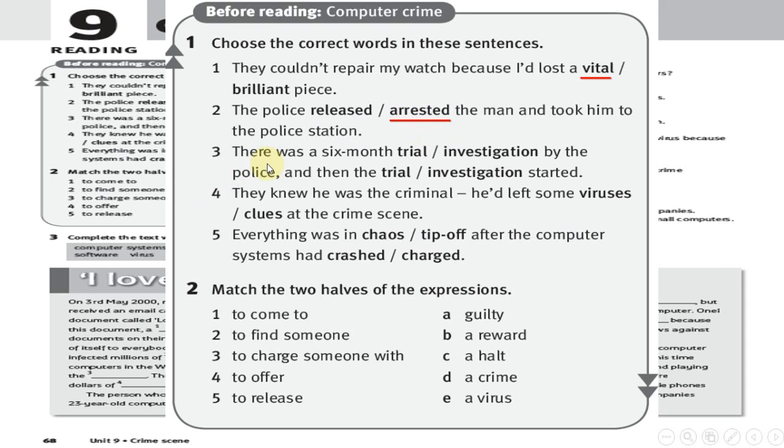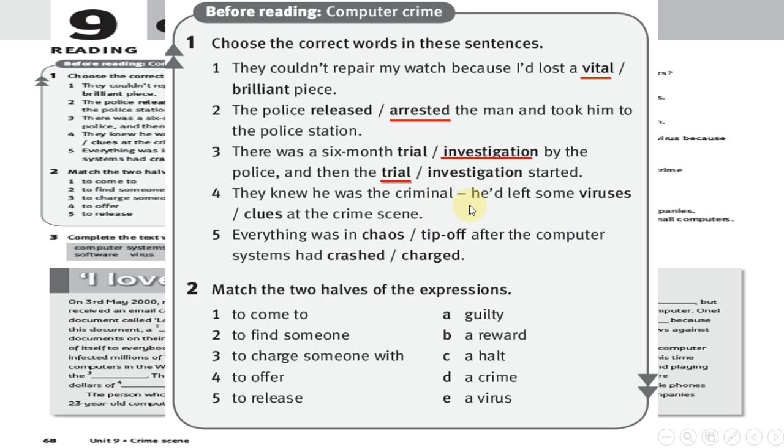3. There was a 6-month trial or investigation. هنا trial بمعنى محاكمة أولية و investigation بمعنى تحقيق. By the police, and then the trial or the investigation started. So the first one was a 6-month investigation by the police, and then the trial started. المحاكمة بلشت.